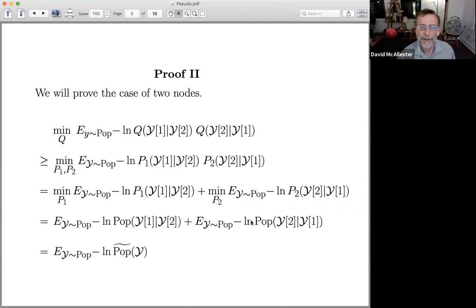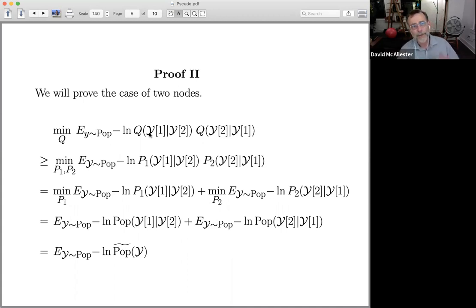So let's look at this. I'm going to do a proof for the case of 2 nodes. The case for a large number of nodes is going to be essentially the same, but let's do the case of just 2 nodes. So what's my pseudo likelihood optimization problem? I'm minimizing over all distributions Q, the expectation over the population of minus log, and now this is a product of the 2 conditional probabilities, right? So the probability of the first node given the second, and the second node given the first.